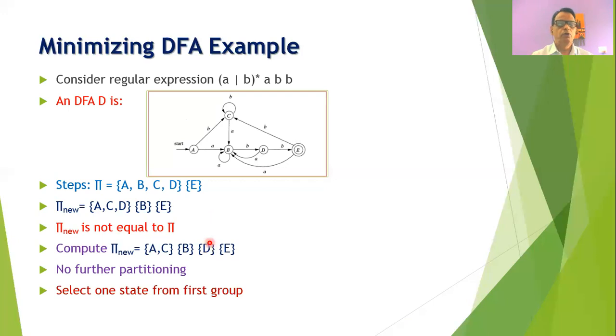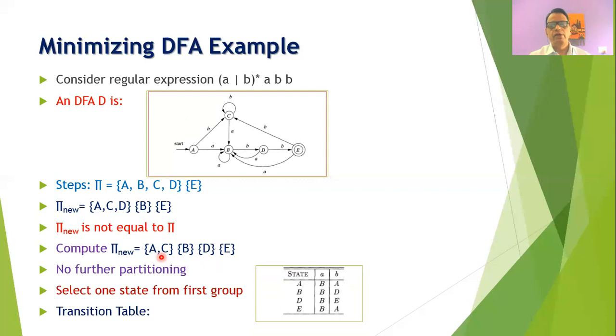Now what we have to do is select one representative state from each group. As far as the groups B, D, and E are concerned, we have only one state each. Therefore, we select B, D, and E. And from the first group, there are two states, A and C, and therefore we will select one representative. Say, for example, we will select the representative A from the first group.